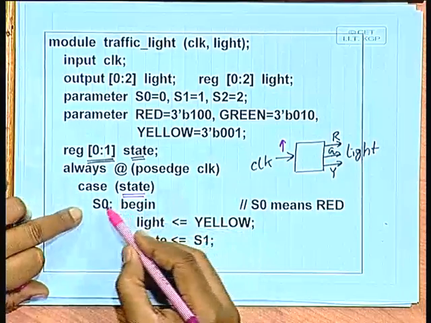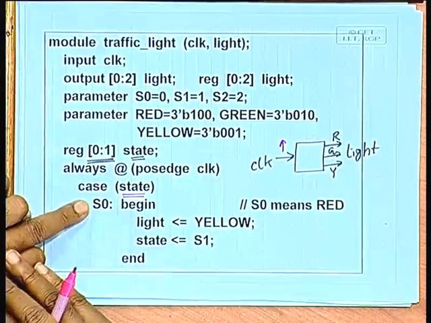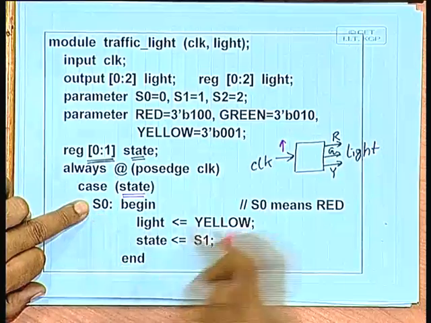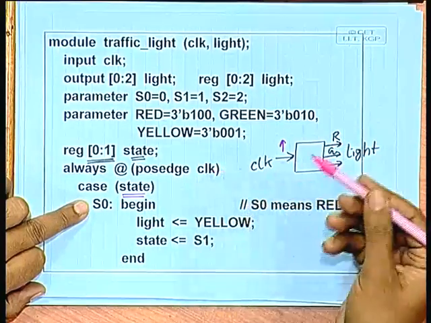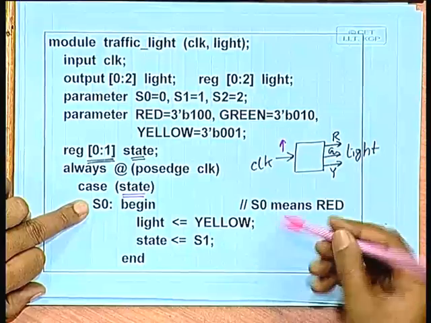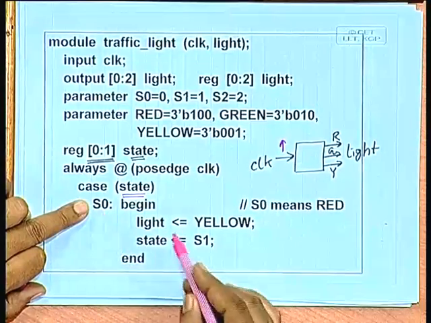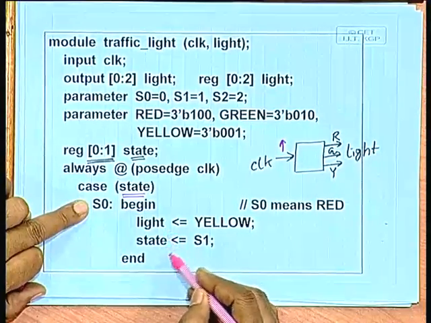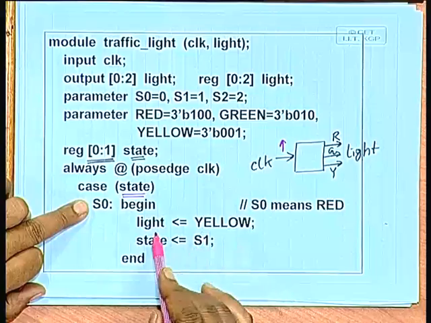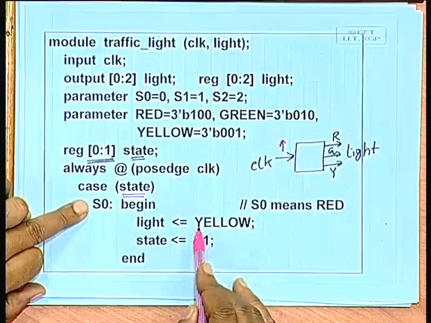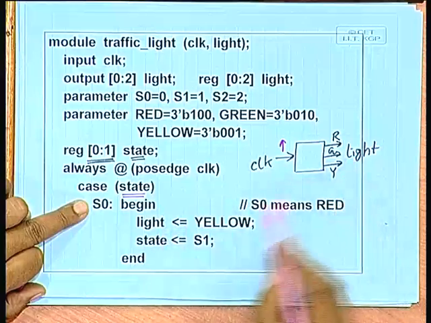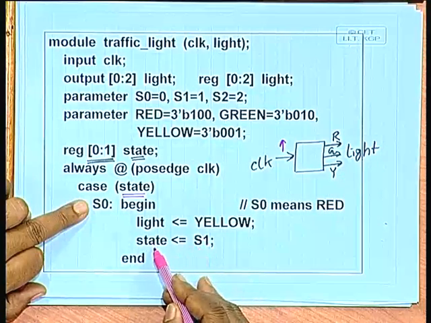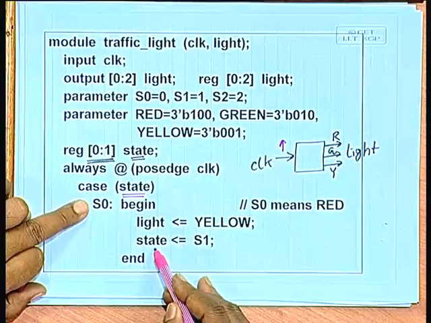Suppose we are currently in state 0. State 0 means the red light was on. So, now if a clock comes, we have to light the next one yellow. So, if it is state 0, then we will have to go to the next state. The next state, the way we go is that we first store this yellow pattern into light, so that the yellow light glows, and S1 will be the new state now.